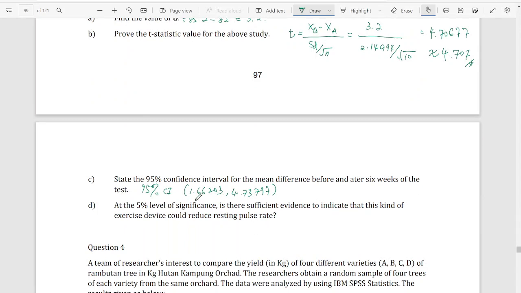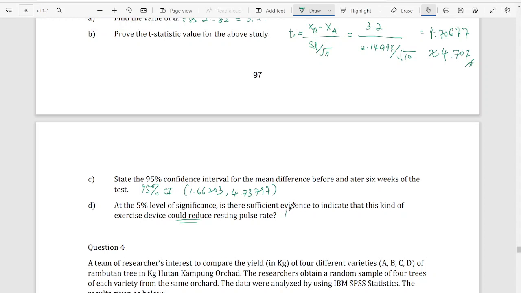And then the next one: at the 5% level of significance, is there sufficient evidence to indicate that this kind of exercise device could reduce the resting pulse rate? They say could reduce, so when there is reduce, it means there is a direction. Reduce means before minus after should be a positive value. So before must be greater than after, only then is it a reduction. So in this case, you have to write down the hypothesis.